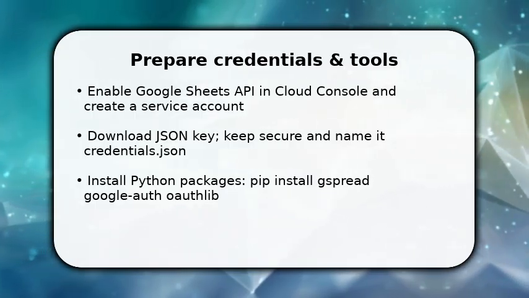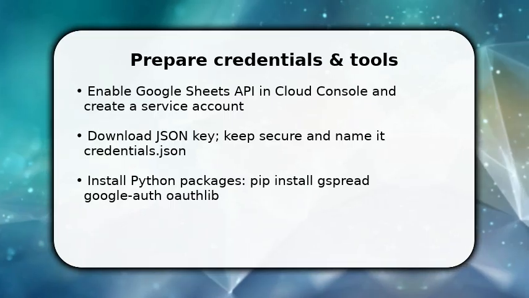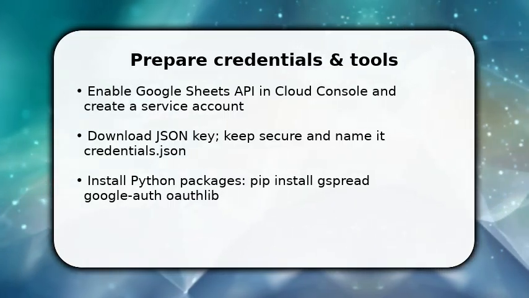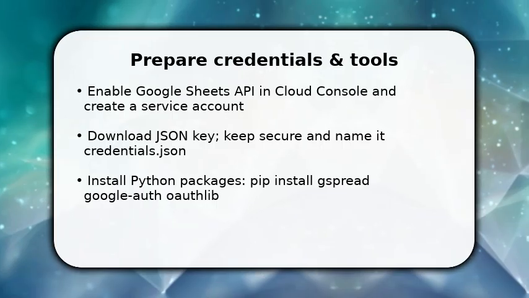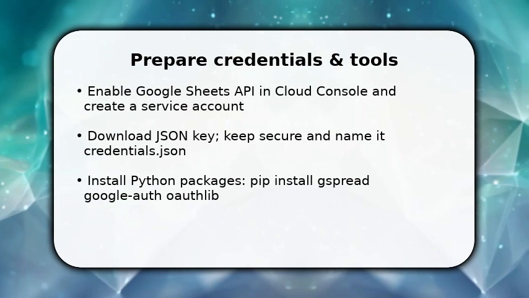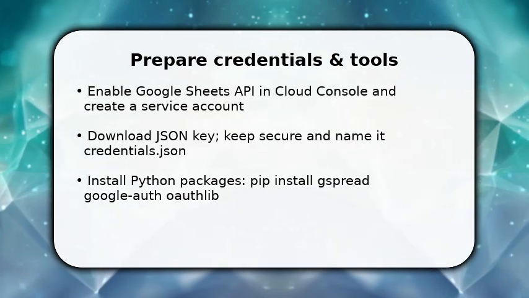Make sure to install gspread and Google Auth in your Python environment so you can talk to the API. Also share the target spreadsheet with the service account email. Without that permission, your requests will be denied. Now you're ready to authenticate in code and proceed to authorization.